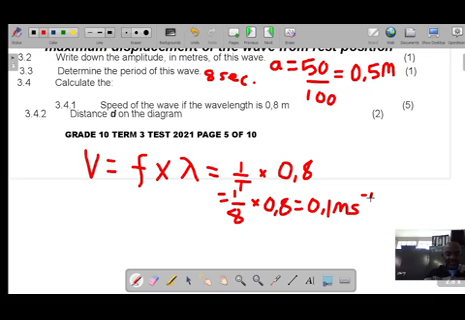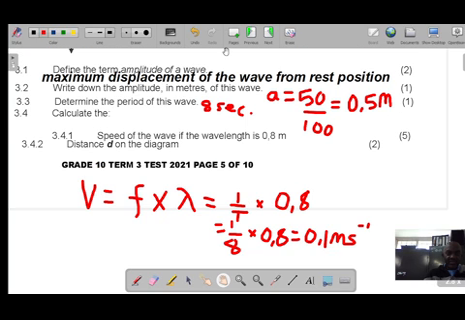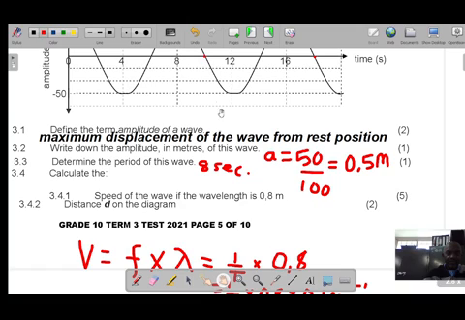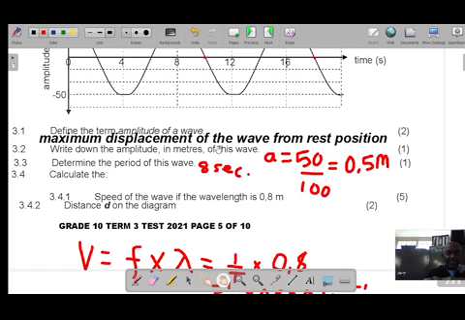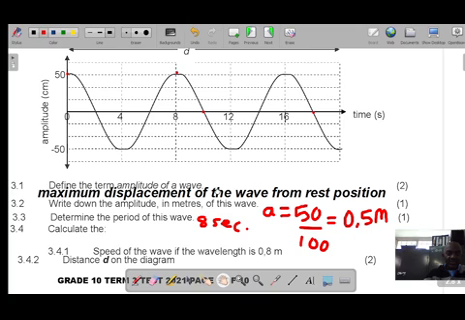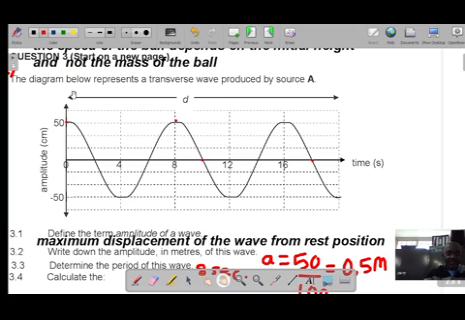Now they say calculate the distance d on the diagram. So how long is the distance d? How many wavelengths is it? Let's check it out here. Now our distance d gets all the way from this point to this point here. So let us find out in terms of wavelength. From where it starts, from here up to here is one wavelength, that's one lambda. And then from here up to here is another wavelength, that's another lambda here.